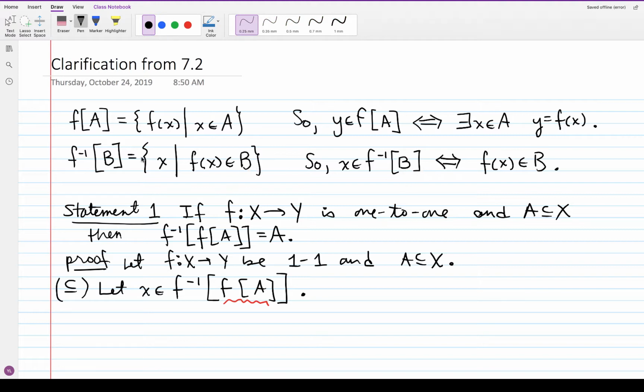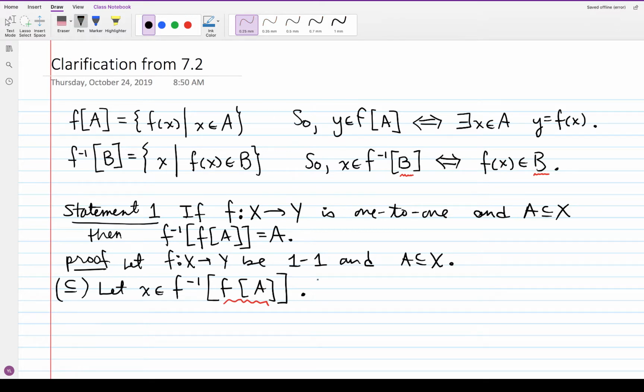There. So B was the set that I was using here, and the reason that I did that is I didn't want to conflate it with A. Okay, anyway, so x is in the inverse image of this set that I'm underlining in red. That red set is acting like B, all right? And so I can just literally translate this now. x being in the inverse image of this red set means f of x is in the red set.